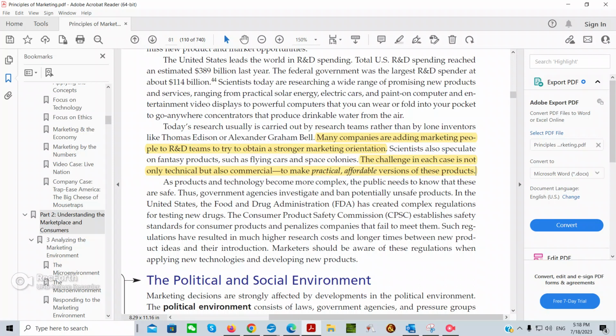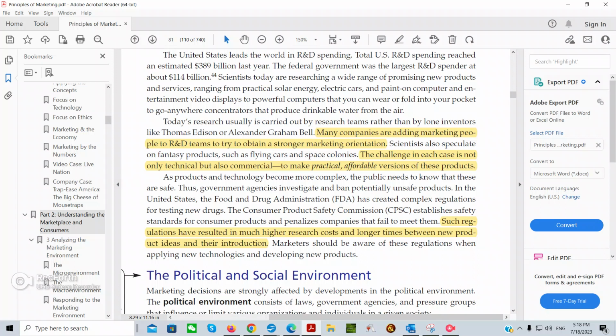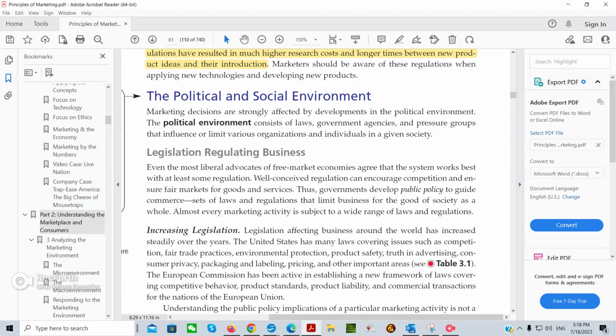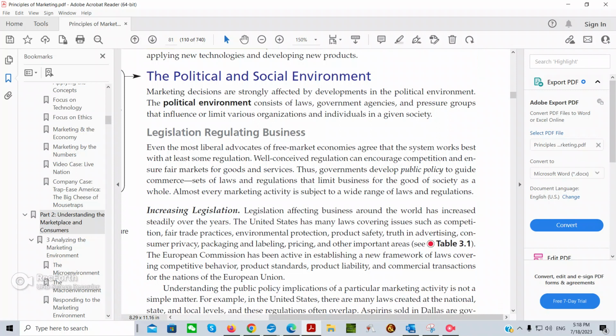As products and technology become more complex, the public needs to know that they are safe. Thus, government agencies investigate and ban potentially unsafe products. The United States Food and Drug Administration, or FDA, has created complex regulations for testing new drugs. The Consumer Product Safety Commission, or CPSC, establishes safety regulations, and these have resulted in much higher research costs, and longer times between new product ideas and their introduction. Marketers should be aware of these regulations when applying new technologies and developing new products.